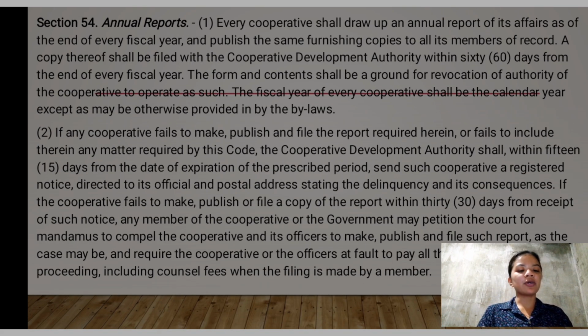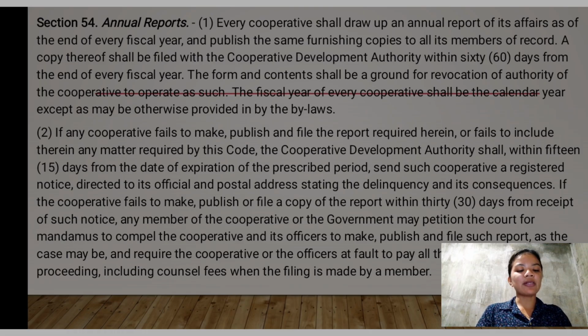In this section, it requires every cooperative to prepare and submit an annual report. First, every cooperative must prepare an annual report of its activities and financial status as of the end of the fiscal year. Second, the cooperative must publish the report and provide copies to all of its members of records. Third, a copy of the report must be filed with the Cooperative Development Authority within 60 days after the end of the fiscal year.